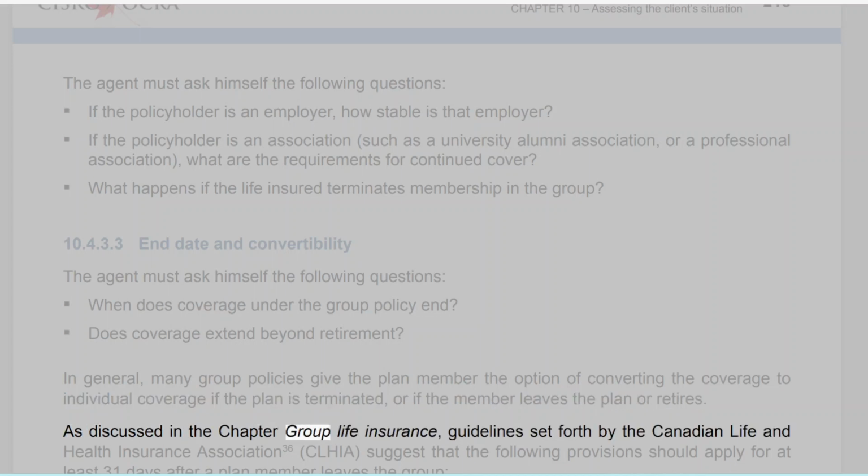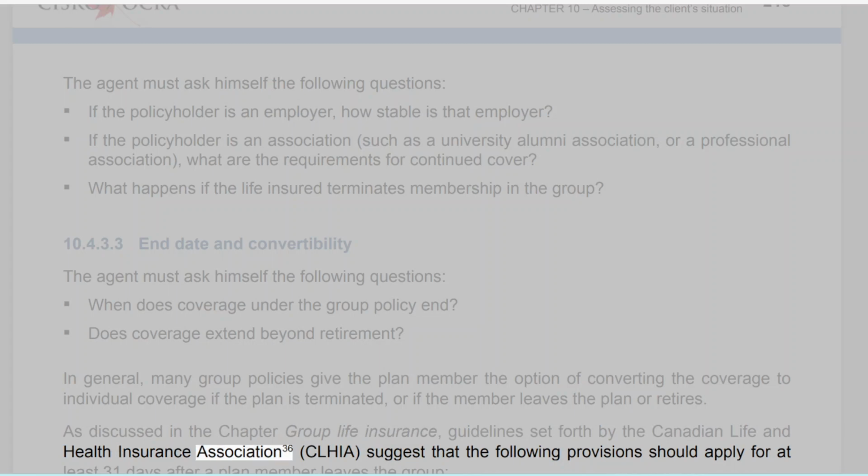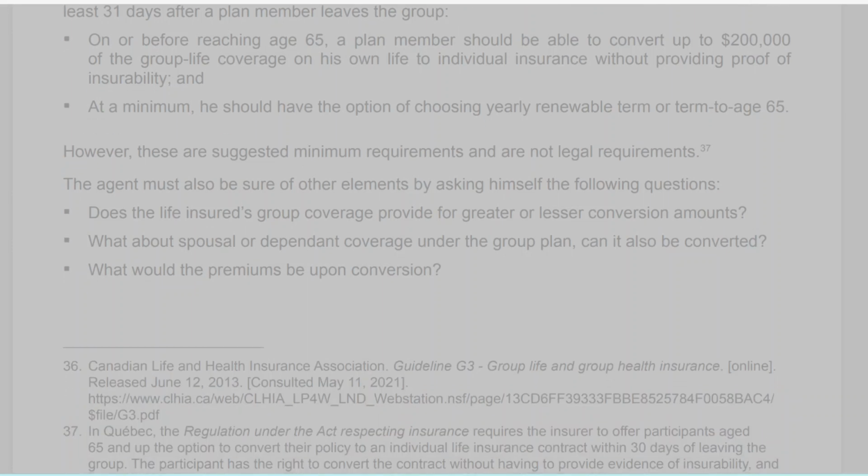As discussed in the chapter Group Life Insurance, guidelines set forth by the Canadian Life and Health Insurance Association, CLHIA, suggest that the following provisions should apply for at least 31 days after a plan member leaves the group. On or before reaching age 65, a plan member should be able to convert up to $200,000 of the group life coverage on his own life to individual insurance without providing proof of insurability. At a minimum, he should have the option of choosing yearly renewable term or term to age 65. However, these are suggested minimum requirements and are not legal requirements.